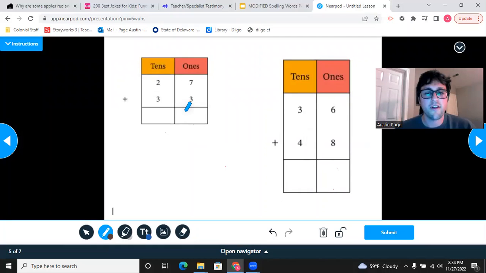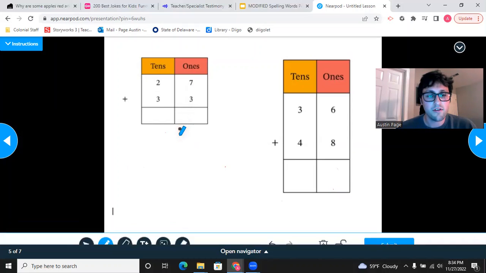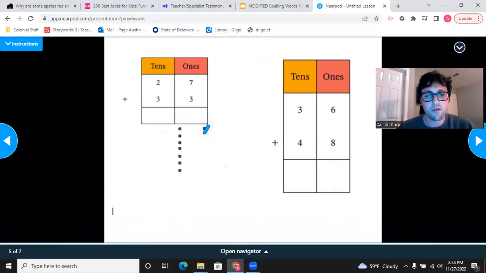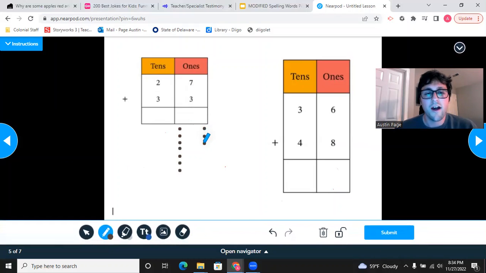So let's start on this one on the left. We start in the ones column. Let's draw what we have. I see 7 ones to start. 1, 2, 3, 4, 5, 6, 7. And I also see 3 ones. 1, 2, 3. I know that 7 plus 3 is, here's my 7, 8, 9, 10. So I have 10 total right here.